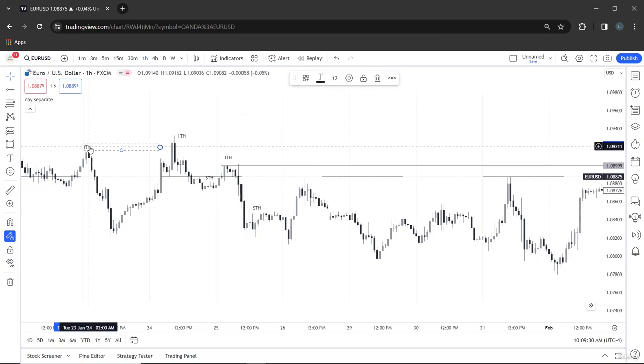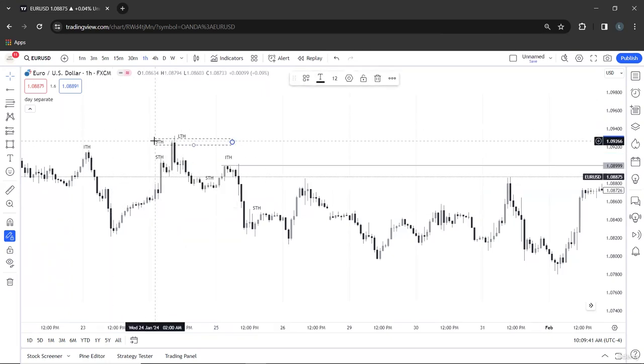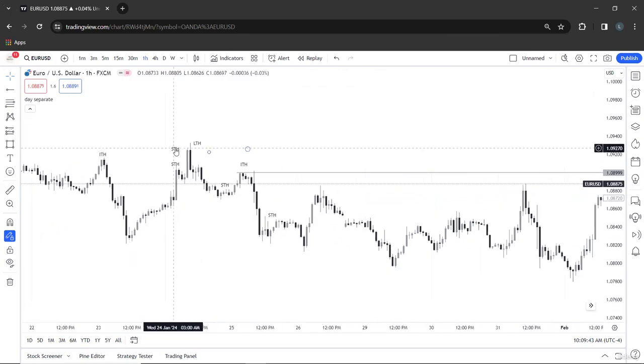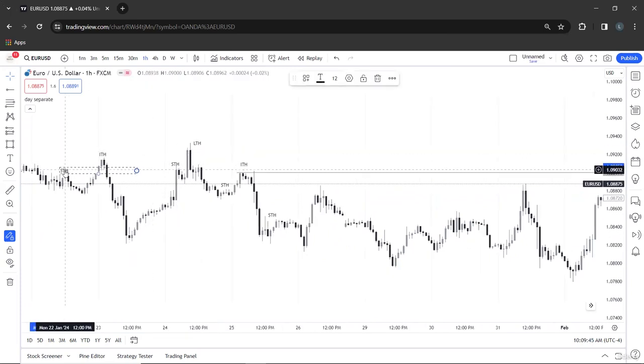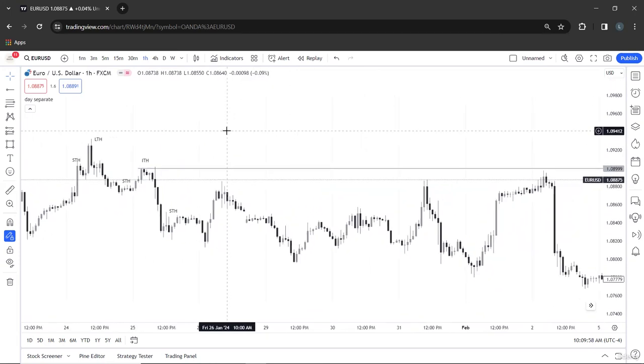I'm going to label it intermediate term high, short-term high right there, short-term high right here. So I have an intermediate term high here. I have an intermediate term high here. So this is a long-term high. And what happens with intermediate term highs? What do they help us with?